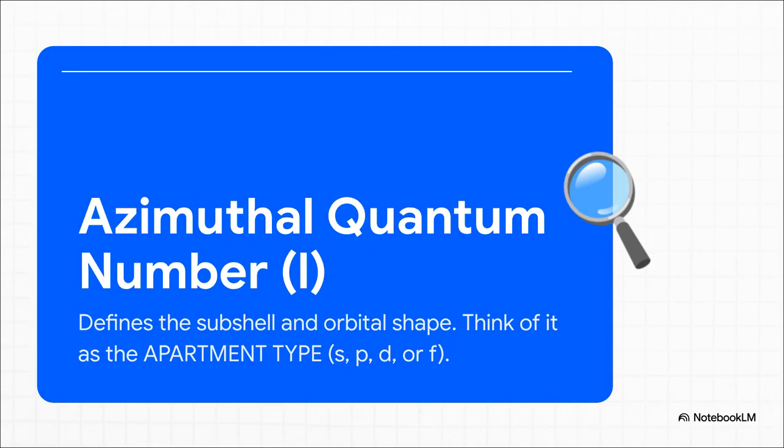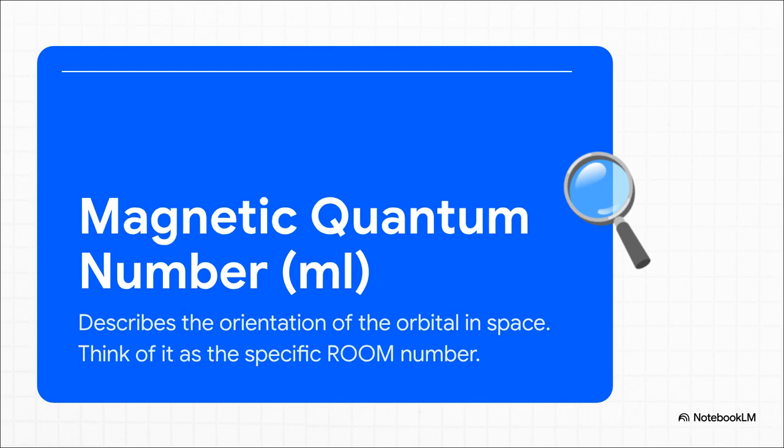Next, we've got l, the azimuthal quantum number. This one tells you the type of apartment on that floor. Is it the simple S apartment or the P, D, or F? This number defines the shape of the orbital. Then there's m_l, the magnetic quantum number. This one points to the exact room within that apartment. So for a P apartment, which we know has 3 rooms, those rooms get numbered -1, 0, and 1. This just describes how they're oriented in 3D space.